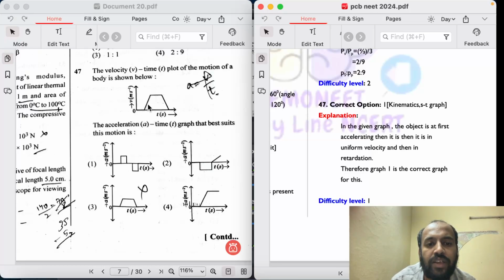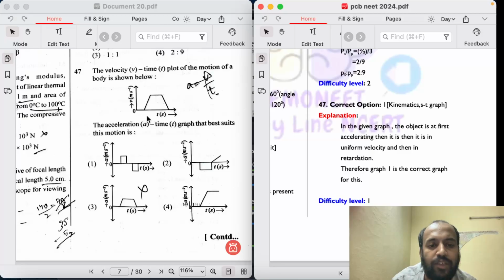Here you can see that the velocity is increasing at a constant rate. If the velocity is increasing at a constant rate, the acceleration will remain constant, and it will be positive because it has a positive slope. This is negative, so this option goes out. This also won't be true because the acceleration will remain constant and not increase at a constant rate. This is also not true, and in fact this is also not true. So straight away up to this point, if we analyze, we can see which is the correct answer.